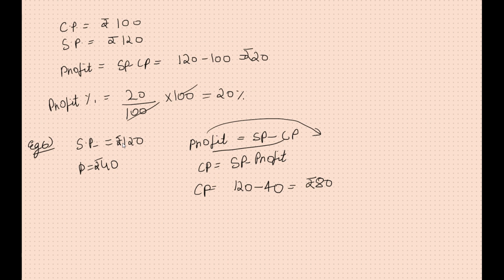So find his profit percent. So profit percent will be total profit 40 upon cost price 80 into 100. So 8 fives are 40. So 50% is the profit of Sham. The profit percent of Sham is 50%.